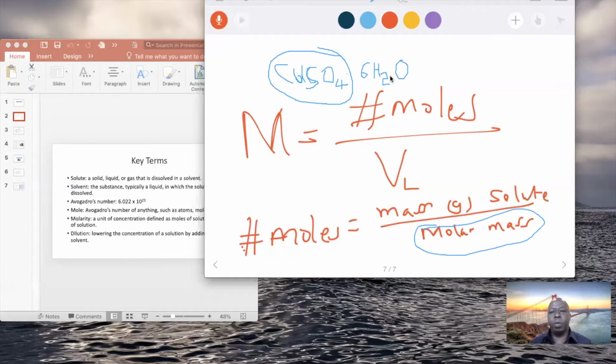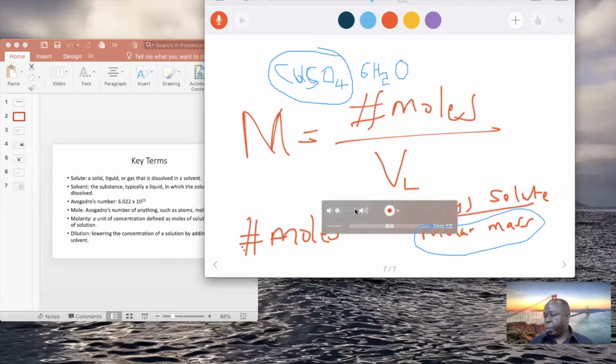So it's assumed that you know, and I've given you a hint how to find the molar mass of the compound you'll be working with. This is one of the equations you will be using: molarity. We'll be using molarity.